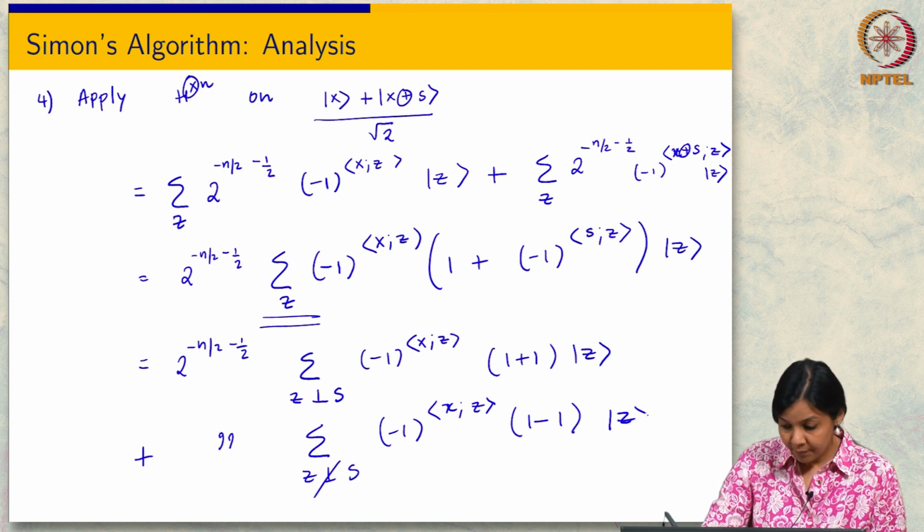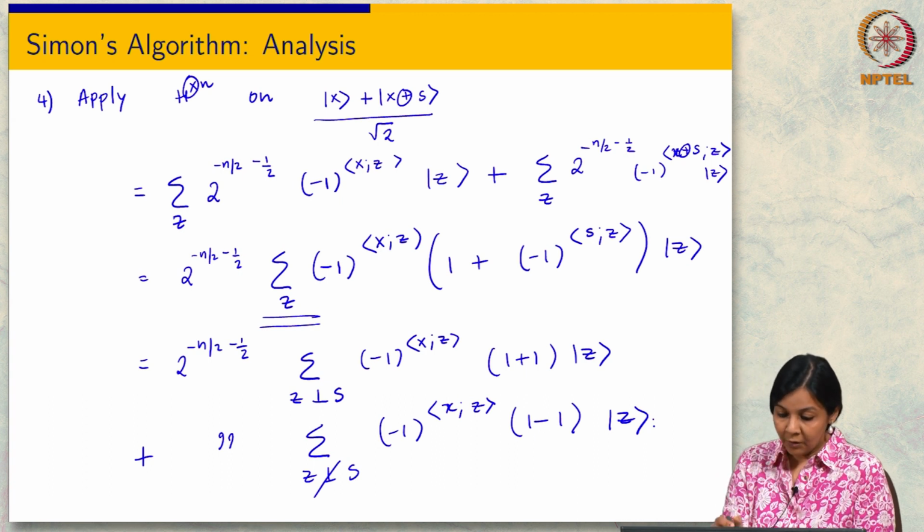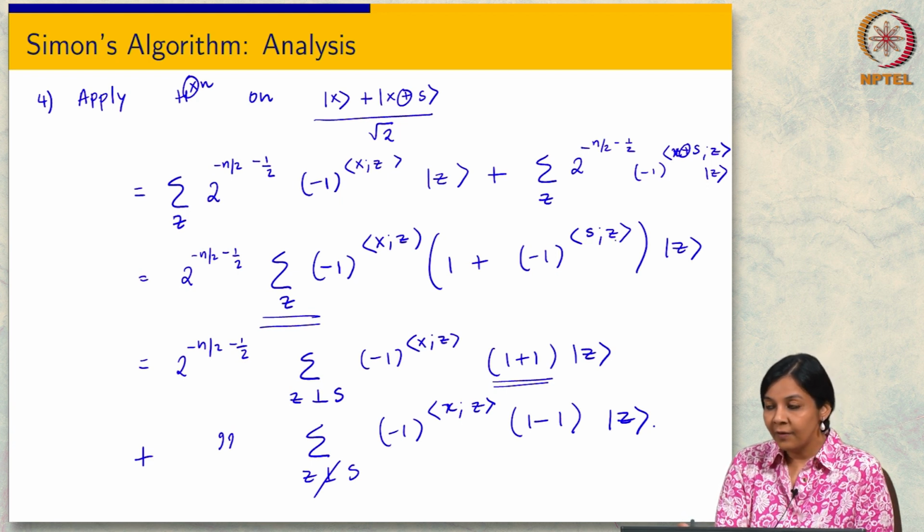Can anyone explain how I got this? In the first case, when I have Z orthogonal to S, I claim that I am going to get this term. Why is that? Exactly. Because the inner product of S and Z becomes 0 in this case, I will get minus 1 to the 0, which is 1. So I get something positive over here.